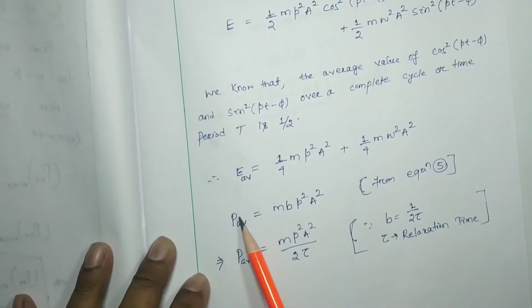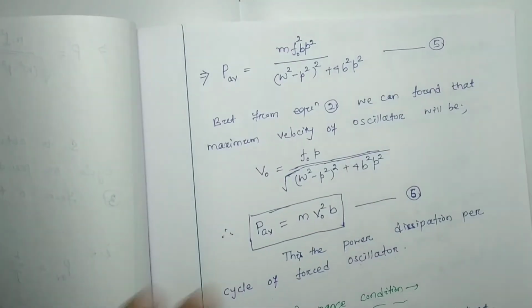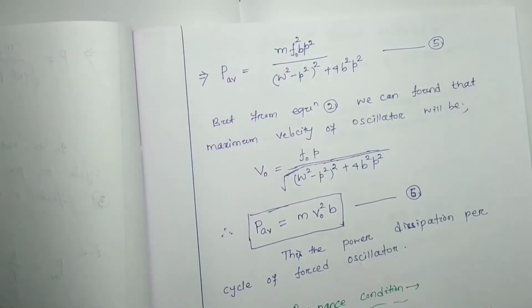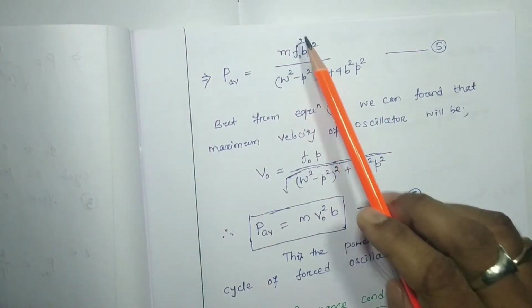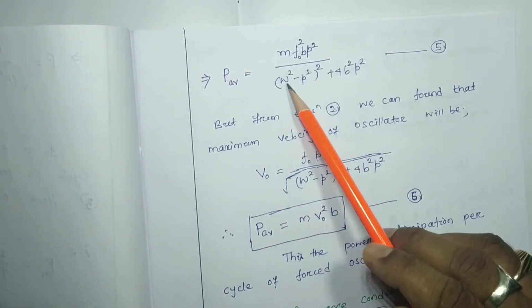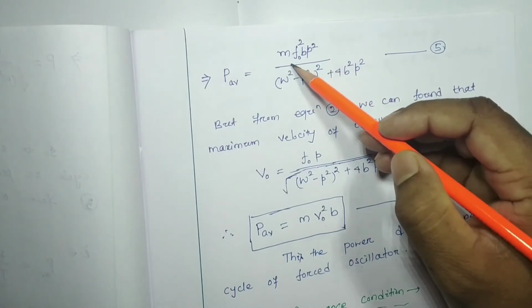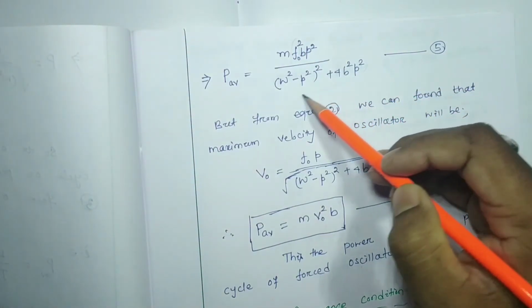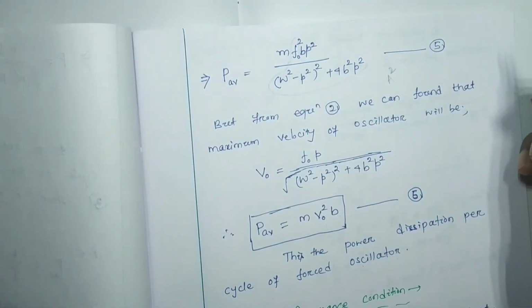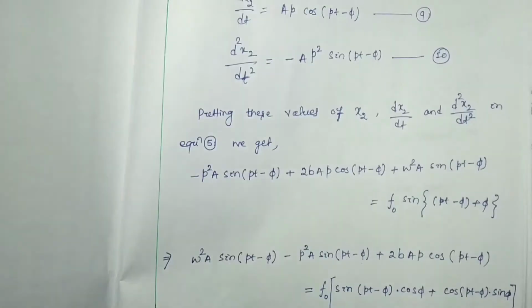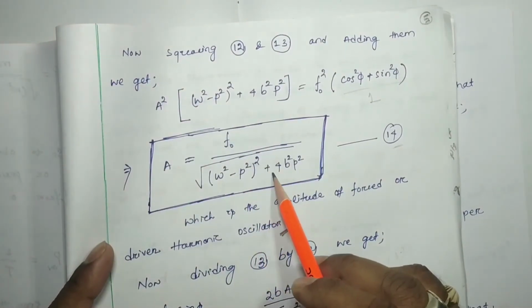And the P average, what we found from equation number 5, that is F0 square b p square divided by (omega square minus p square) whole square plus 4 b square p square. Here F0 square, whole divided by this one, can be written as a square. Check your note, we got the amplitude value: F0 by root over (omega square minus p square) whole square plus 4 b square p square.